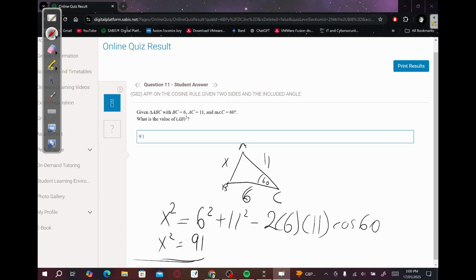Because remember, AB is x. We're making it x squared. They want AB squared. If they wanted AB, it would be root 91. You can't simplify this, no. So this is just our answer.